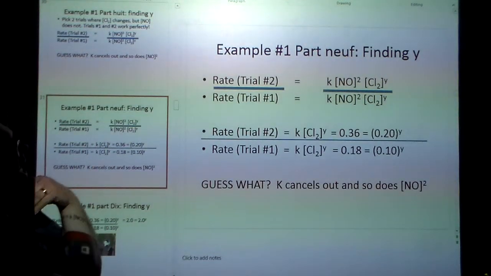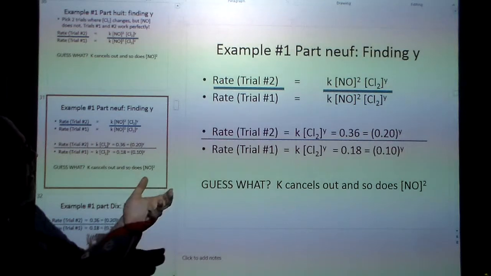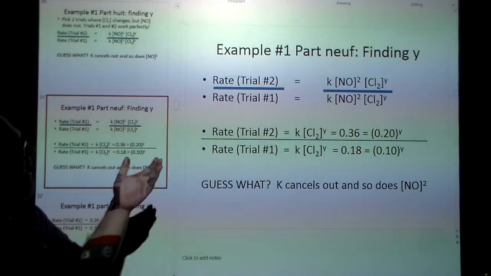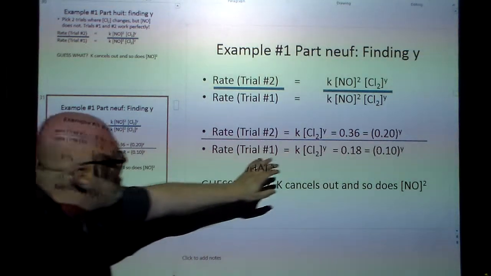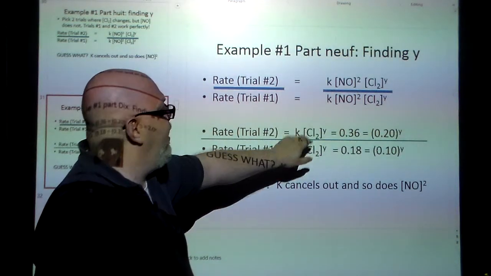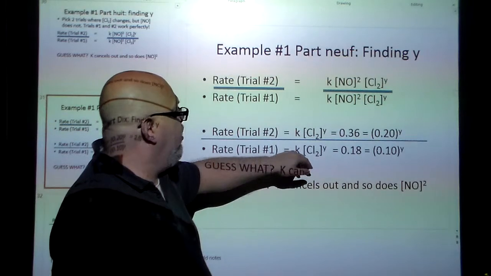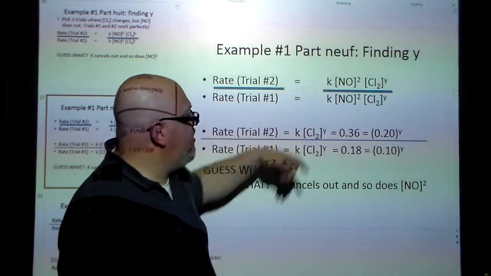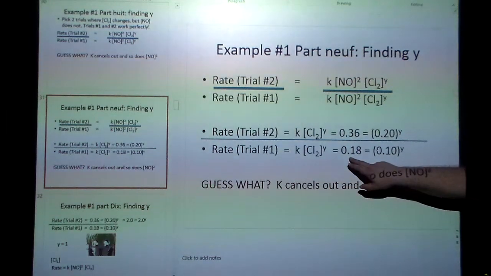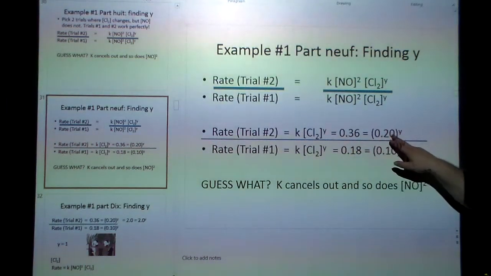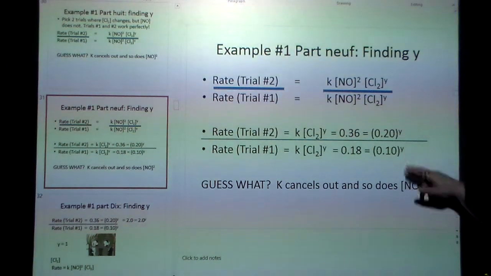So now let's go ahead and plug those in. Again, I'm showing you step by step how that works out. The NOs cancel each other out. The ks cancel each other out. So you have 0.36 divided by 0.18 is equal to 0.2 to the y divided by 0.1 to the y.